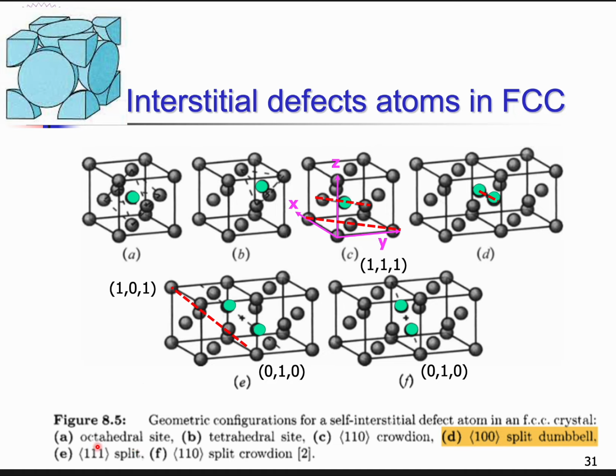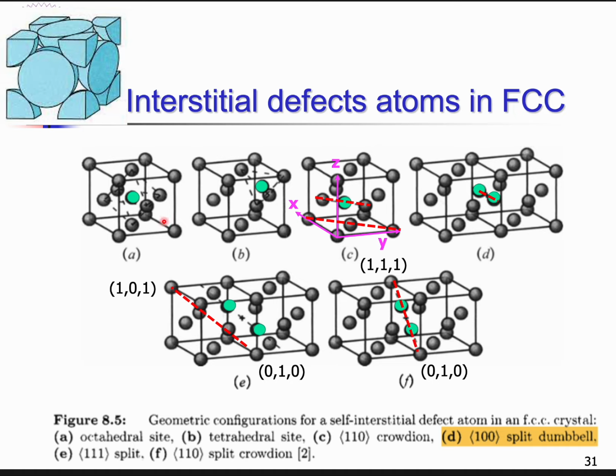So the direction part usually describes the direction of the 2 atoms, if you link them with a linker, the direction of this linker. And the F is what we call a 110 split crowdion. So also we have 2 atoms occupying one lattice point, but the long axis, if you use a linker to link these 2 atoms, the direction belongs to 110. We call it a 110 split crowdion.